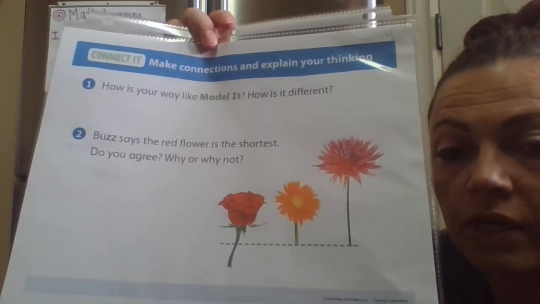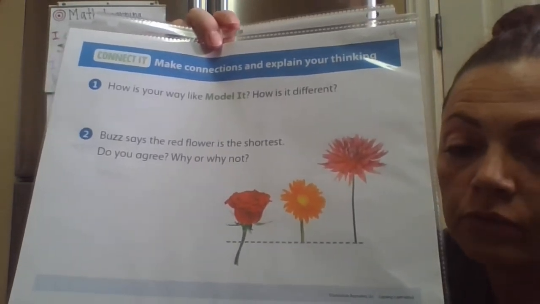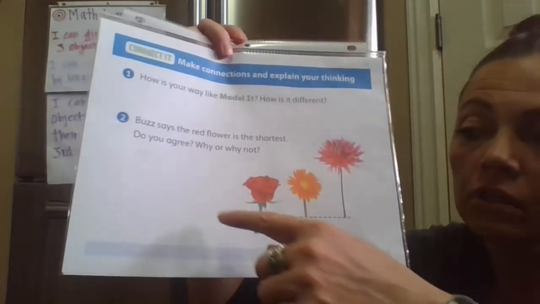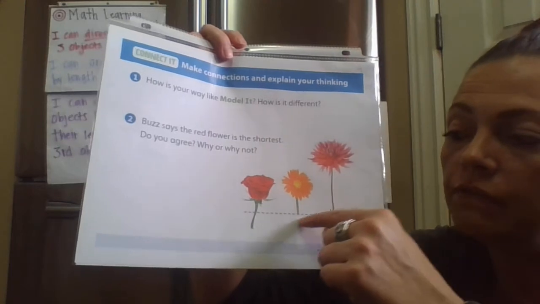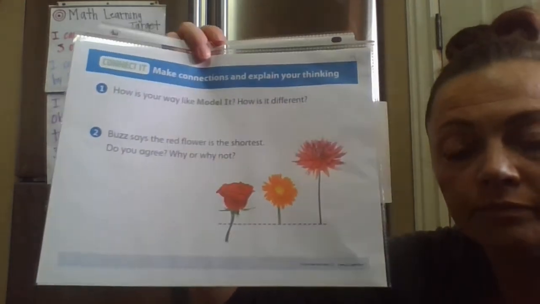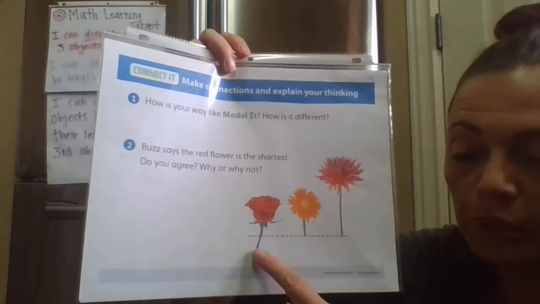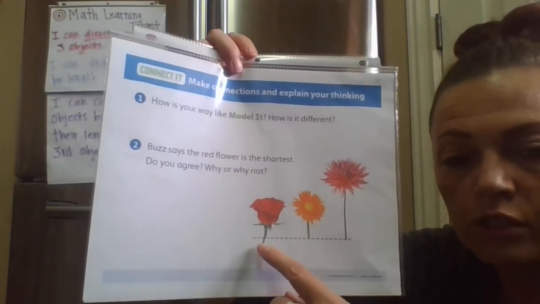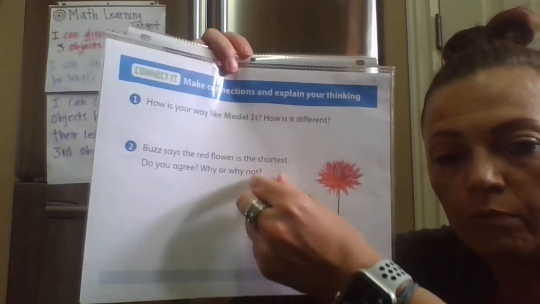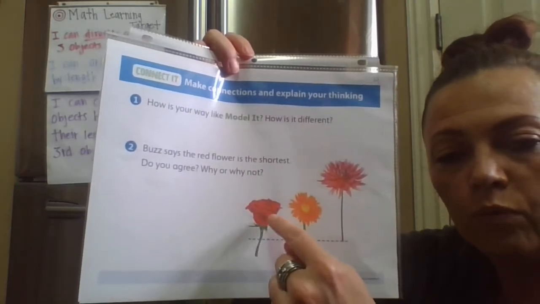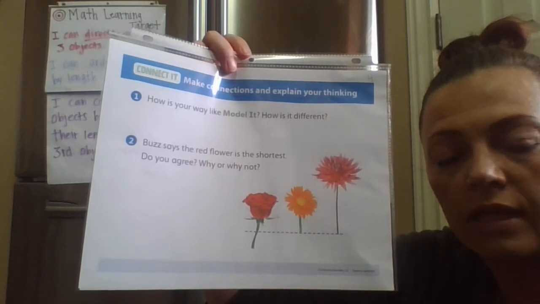I'm going to tell you a secret. In this one, they're trying to trick you. The red flower does look the shortest, but look, are all three of those flowers lined up on the starting line? Nope, they're not. That red flower is lined up below the starting line. So if we picked up this flower and moved it up, so it was lined up on the starting line, would it be shorter or taller than that daisy?